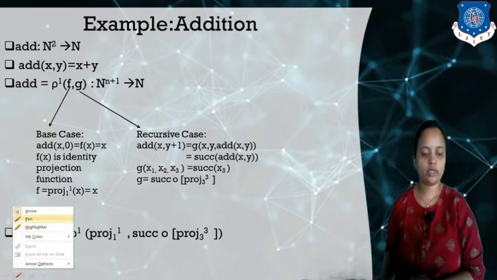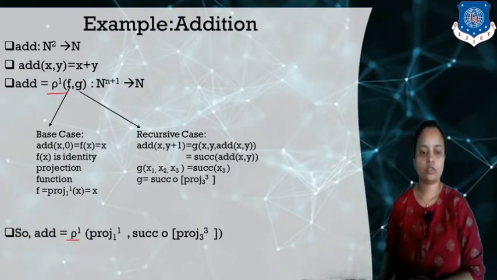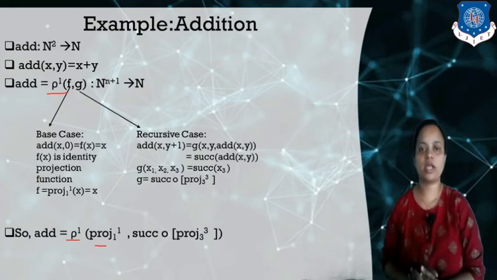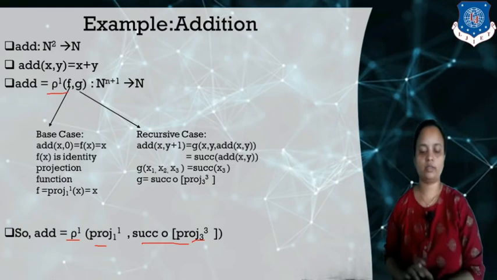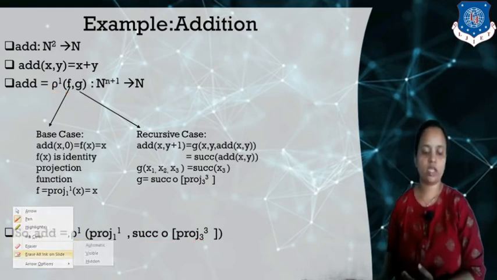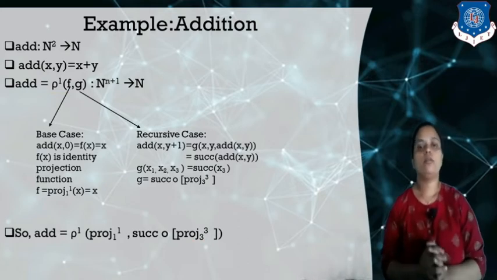So here we can define rho 1, where f is our base case. What is our base case? The base case takes the identity projection function: it takes one argument and returns the first element of that argument. And the second is our recursive case, which takes the composition of the successor function with the projection function, where the projection function takes 3 arguments and returns the third element of that argument. So this is our recursive case and this is our base case. In this way we can define the add function in the form of a primitive recursive function.